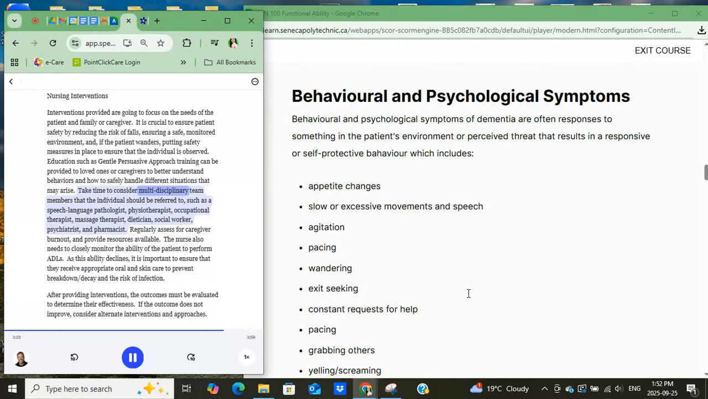Take time to consider multidisciplinary team members that the individual should be referred to, such as a speech-language pathologist, physiotherapist, occupational therapist, massage therapist, dietitian, social worker, psychiatrist, and pharmacist. Regularly assess for caregiver burnout and provide resources available. The nurse also needs to closely monitor the ability of the patient to perform ADLs. As this ability declines, it is important to ensure that they receive appropriate oral and skin care to prevent breakdown, decay, and the risk of infection. After providing interventions, the outcomes must be evaluated to determine their effectiveness. If the outcome does not improve, consider alternate interventions and approaches.